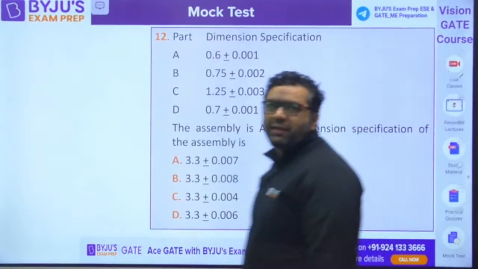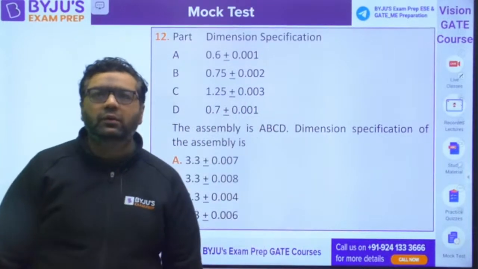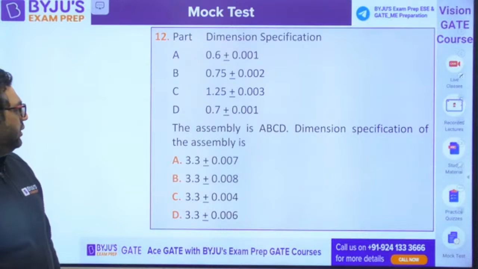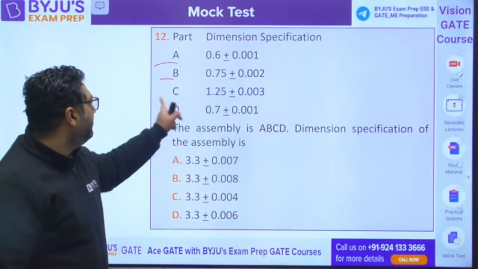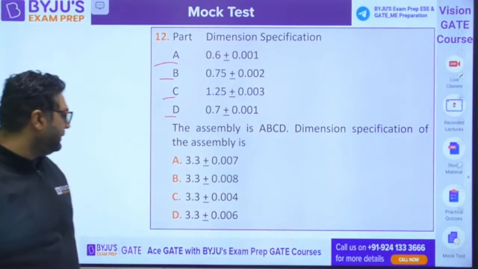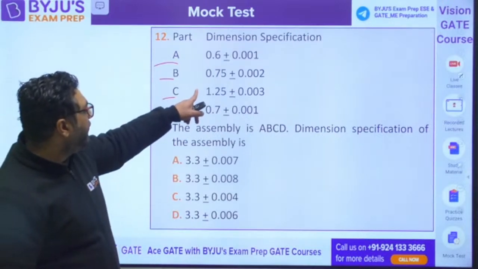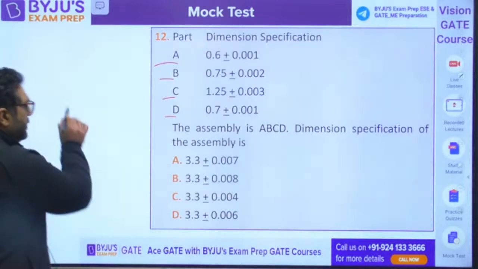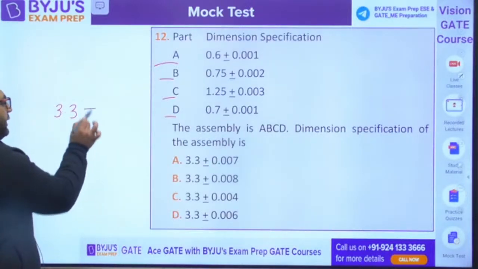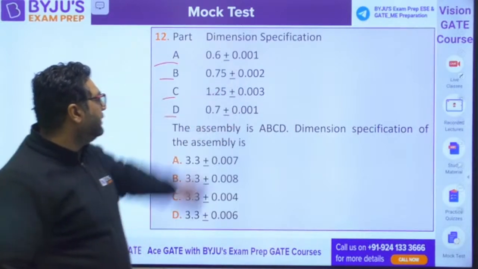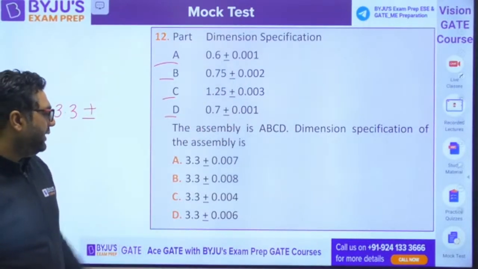Question number 12 is from metrology. Part dimension specification A, B, C, D. They have given 4. The dimension specification of the assembly is? You can see they have given it like this. So 1.25, 0.75 will become 2, 2.6 and this is 3.3. So you just need to see what would be coming in plus minus: 0.001, 0.003, 0.002, 0.001. What would be the right answer here?